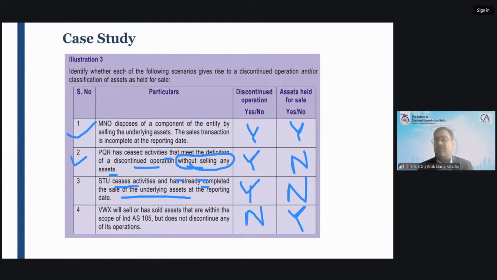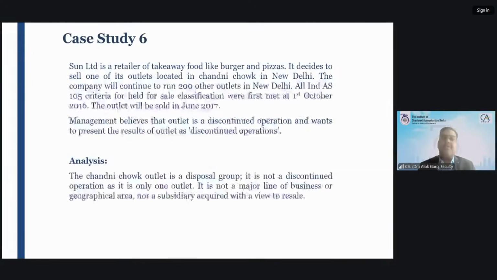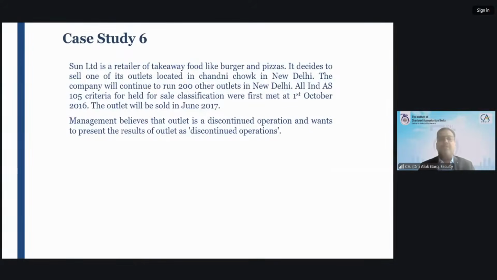Initially, on the first question, I could not recollect exactly that meaning. Now I understood the first question, so I will be able to crack it easily. Thank you, sir. Great. So we understood this part. Okay, and let's discuss this question of Sun Limited also.